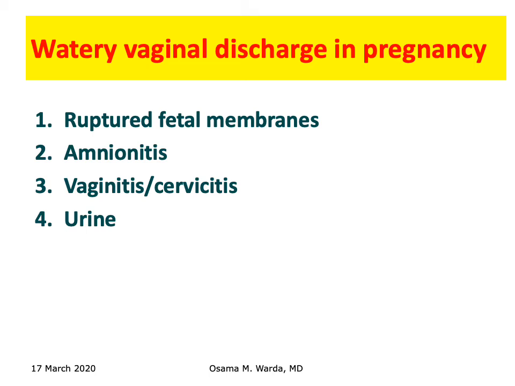Watery vaginal discharge in pregnancy may be due to ruptured fetal membranes. The amniotic fluid here has a characteristic odor and a positive burning test, and with litmus paper it is alkaline, not acidic as the urine. Amnionitis, vaginitis, or cervicitis, and it may be urine, which has a characteristic odor and its characteristic constituents with lab examination.